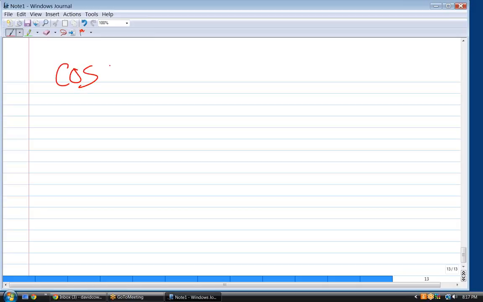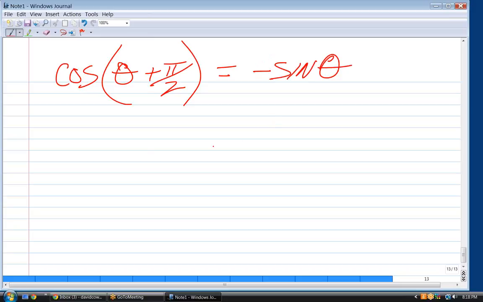Cosine of theta plus pi over 2 equals negative sine theta. Okay. Now, this has a pi over 2 and a theta in it, but there's no negative in the middle. So we're not going to use the cofunction property. We're going to use sum and difference. Okay. So let's split this into its identity. What is it? Remember, it's cosine, cosine, opposite, sine, sine. So it'd be cosine what?